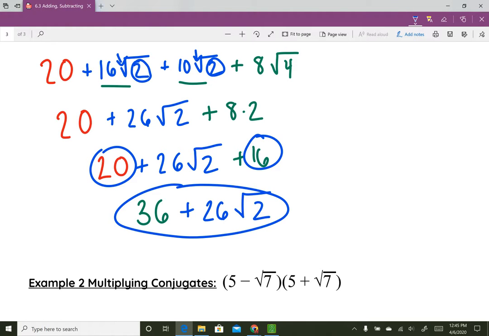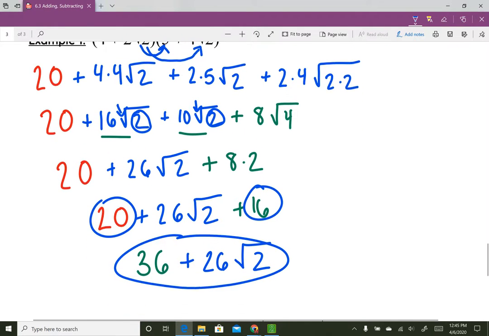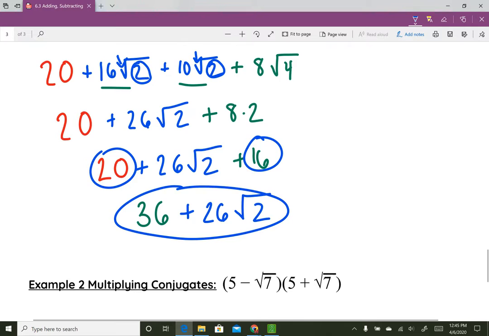So all we really need to do is just multiply the numbers that are on the outside together, multiply the numbers that are on the inside together. We have to simplify at the end there.